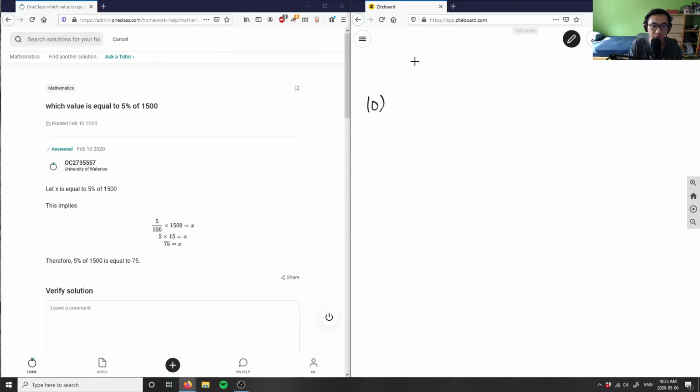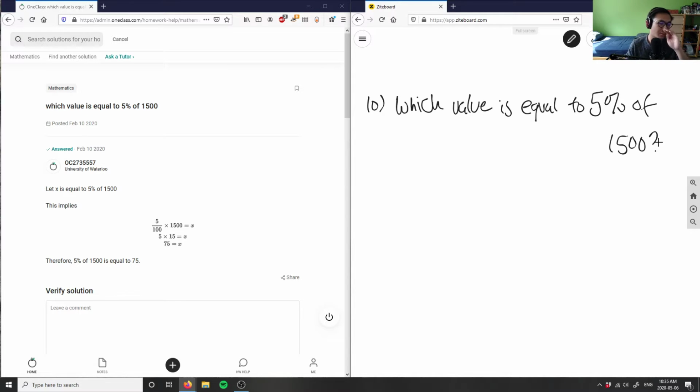So it's asking which value is equal to 5% of 1500. So let's take a moment to think about this problem here, and we will take it up together. Again, we're given a percentage here, and we want to convert it into a fraction or a decimal for us to solve this problem. So it says here, which value is equal to 5% of 1500.